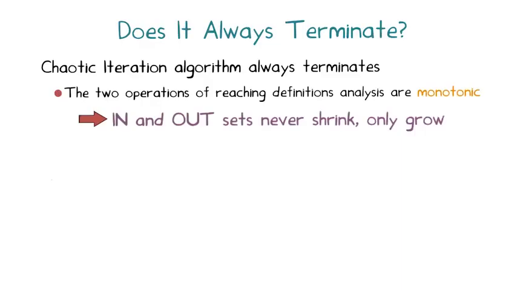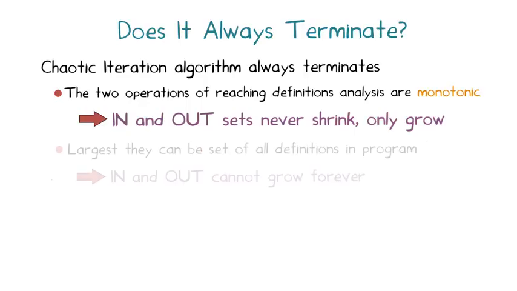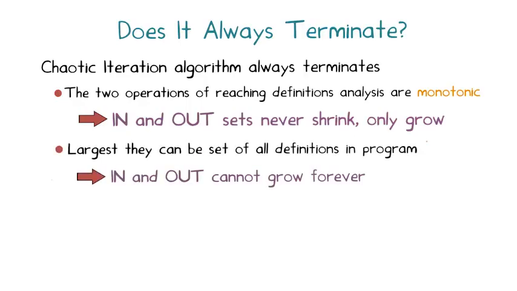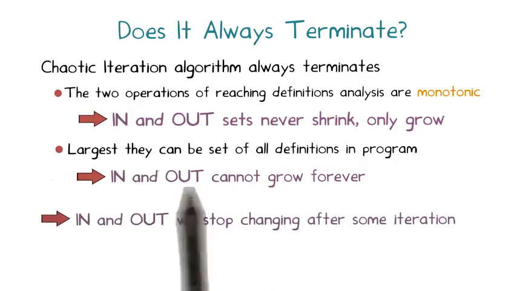That is, they never cause the in and out sets to shrink. We indeed observed this behavior in the table of the reaching definitions example, where these sets always grew bigger. Secondly, the largest that any such set can get is the set of all the definitions in the program, which is finite. This implies that the in and out sets cannot grow forever. Together, these two reasons ensure that all in and out sets will stop changing in some iteration of the chaotic iteration algorithm, which is the condition under which that algorithm terminates.